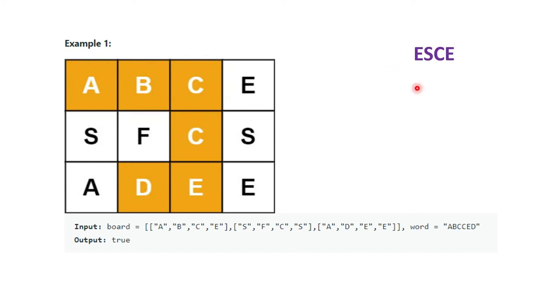If we search for another word, E, S, C, E, this is also present. ASAD, this is present. DEEA: if we search for D, the next cell is E, then E we get, but A we can't go to from here. So this is not present. So ESCE, ASAD and ABCCED are present here. So that will be your result.